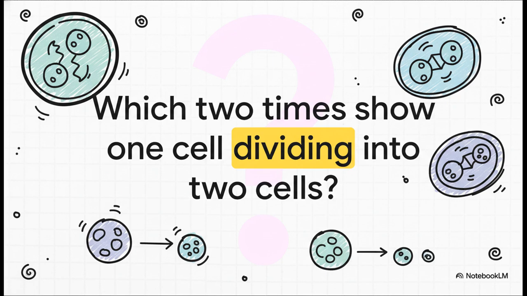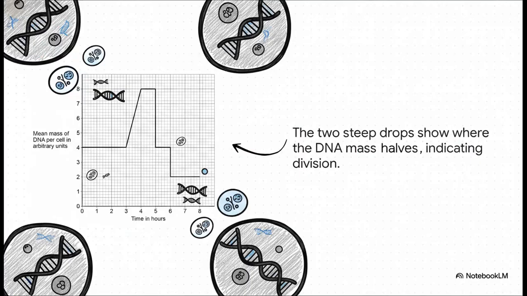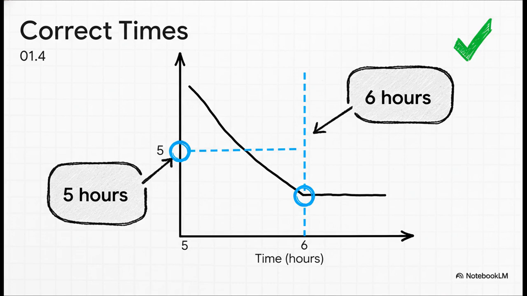All right, next puzzle. Question 1.4 gives us a helpful reminder. Cells divide twice during meiosis. Then it asks us to find the 2 times on the graph that show this division happening. So if we're looking for cell division, what does that look like on the graph? Well, if 1 cell splits into 2, the mean mass of DNA per cell has to drop by half. So we're hunting for those steep drops. And there they are. The first one at 5 hours, where the mass plummets from 8 down to 4, and the second one at 6 hours, dropping from 4 down to 2. Those are our 2 divisions. So the 2 correct answers straight from the mark scheme are 5 hours and 6 hours. You needed to get both of those right to get the mark for this question.